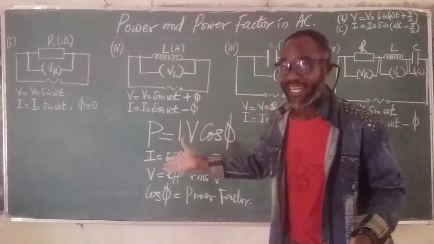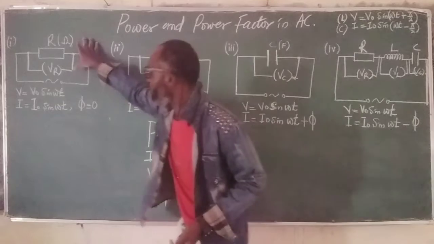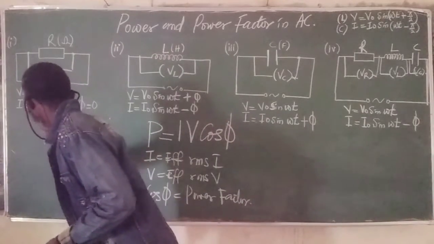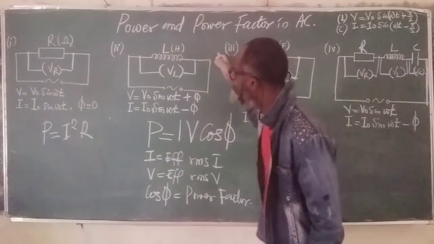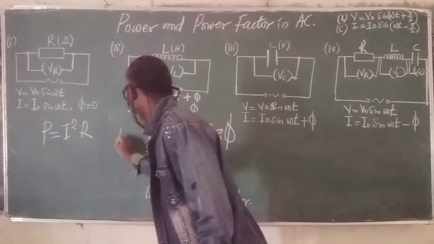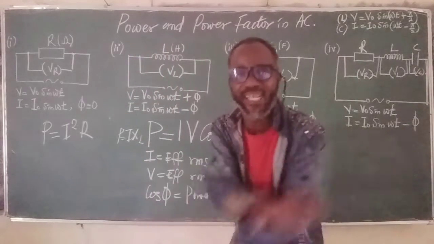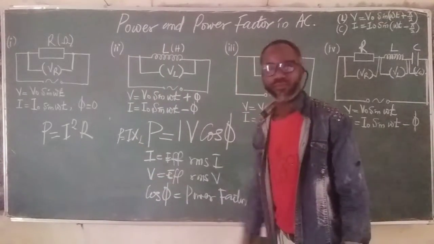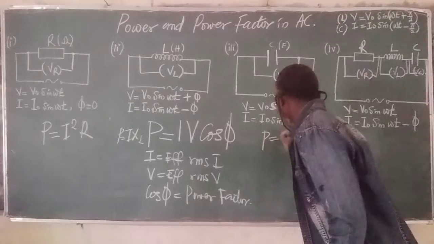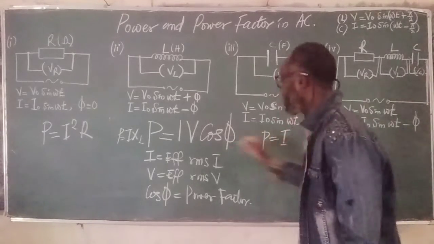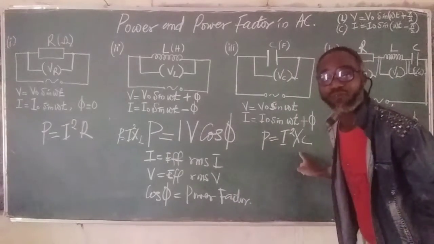That is why I didn't clean it, because I know I'm still going to make use of this. The first one is the resistor. Of course, the power here is P is equal to I squared R. So what could be the power here? This could be just simply P is equal to I squared XL, by the time we find the inductive reactance. And then we have P is equal to I squared XC, if we find the capacitive reactance.